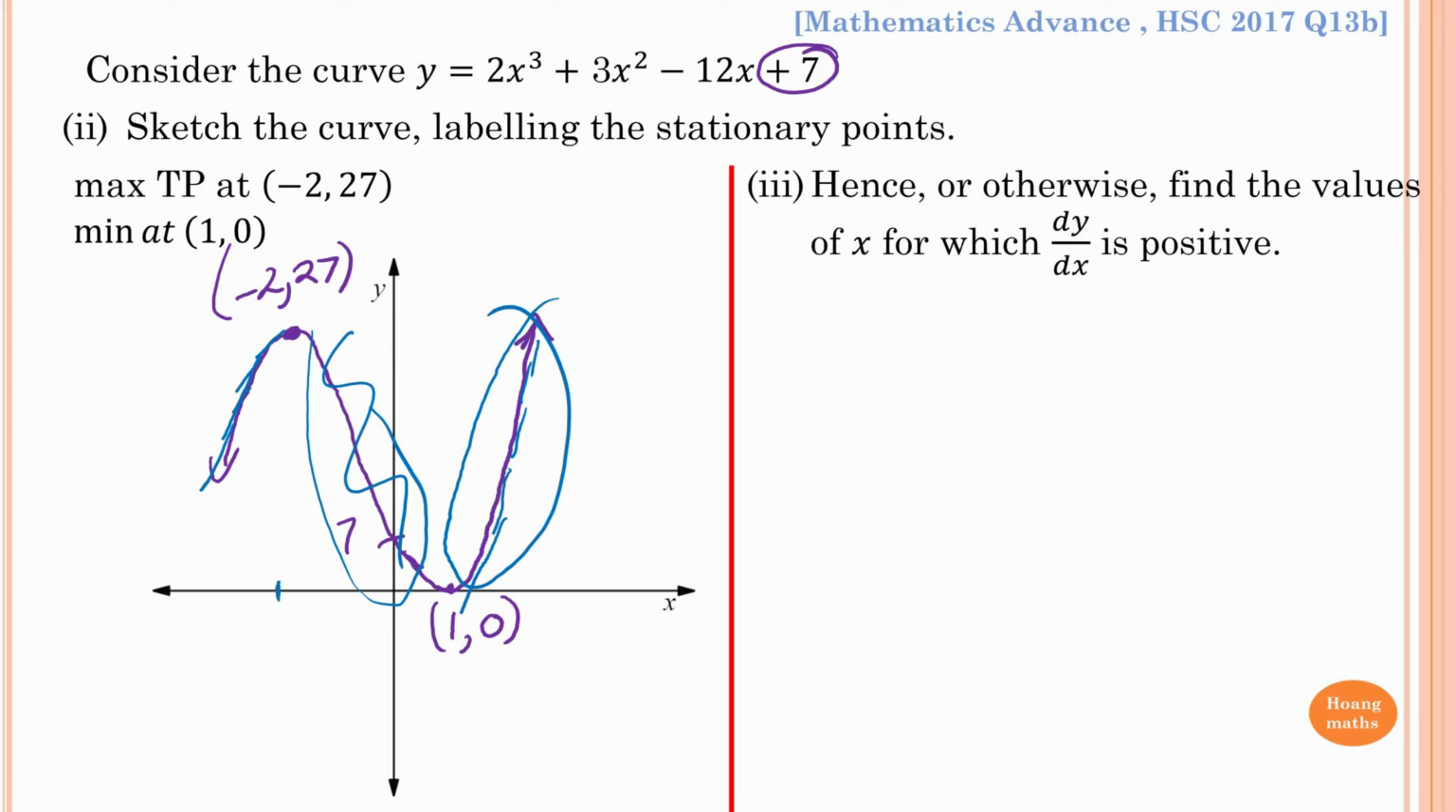So therefore, this one here is from this onwards, so that's minus 2. So therefore, x is less than negative 2. Or this one here as well. So therefore, x is greater than 1.